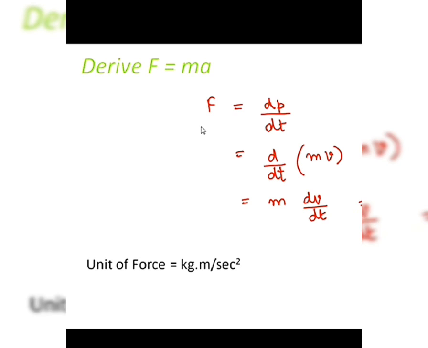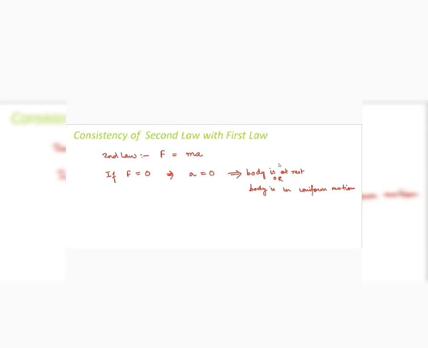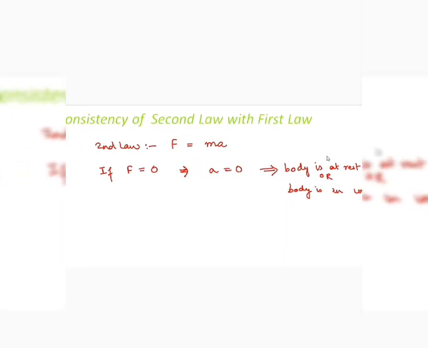Okay. Now let's see how the second law is consistent with the first law. Whether the first law and the second law are consistent with each other. First law talks only about uniform motion. Now second law is talking about non-uniform motion. Now is the second law applicable for uniform motion also? Is it a generalized law? Let's look at it. Now see, second law states that force is equivalent to mass into acceleration, right?